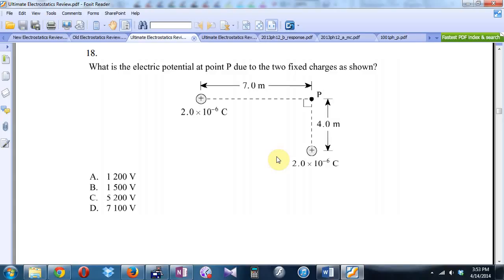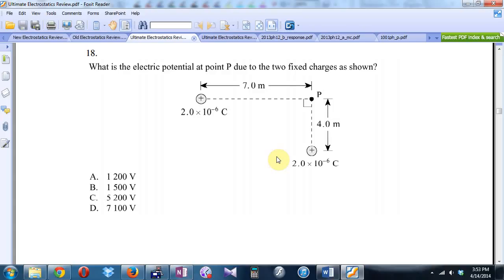Number 18 is meant to look really scary. What are they asking you to find in number 18? What's another word for potential? Scalar or vector, voltage? You know what? All you need to do is go kQ1 over R, kQ2 over this R, and add.